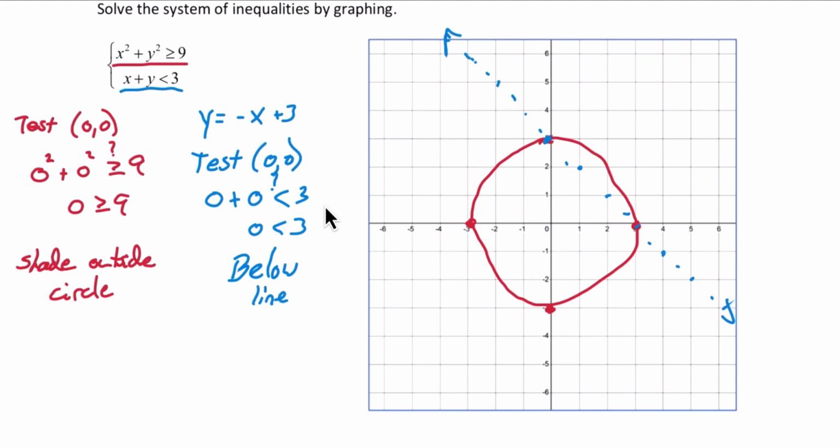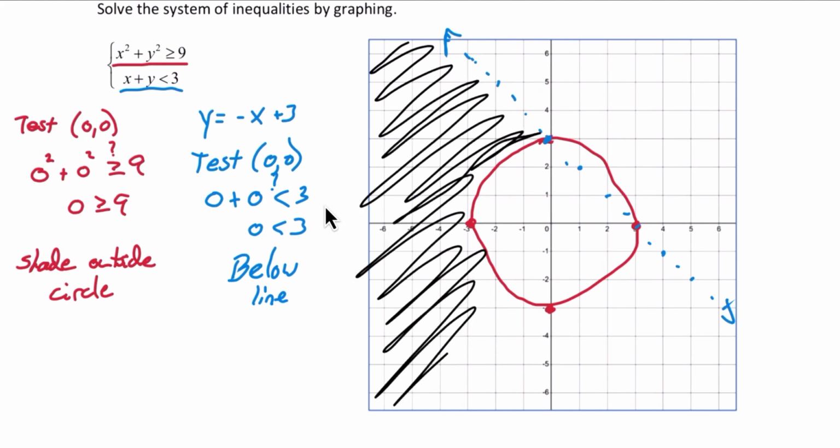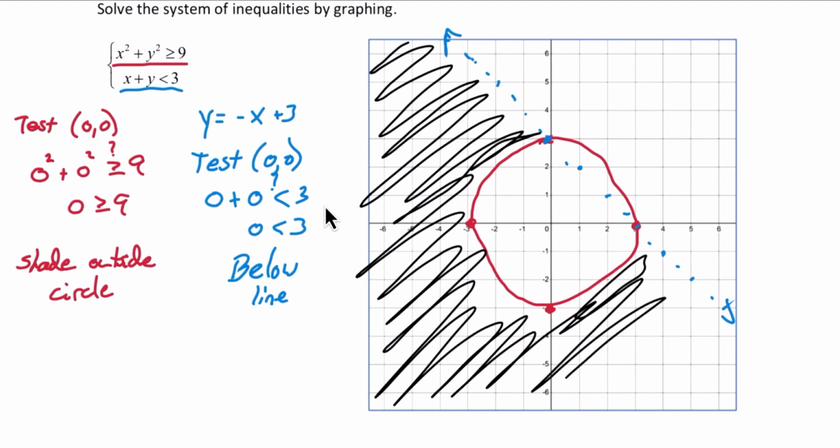So our answer is where those two shaded regions will overlap. We want to be below the line, but outside the circle. So let's shade below the line, but make sure we stay outside of the circle. So every point in this shaded region is a solution to the system of inequalities.